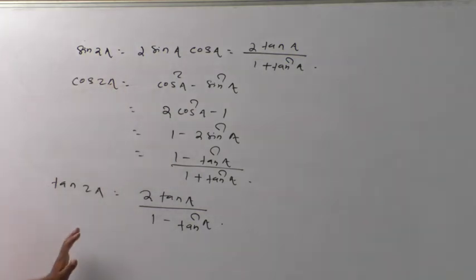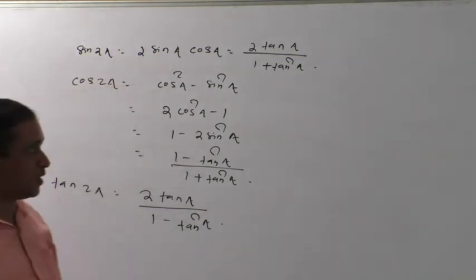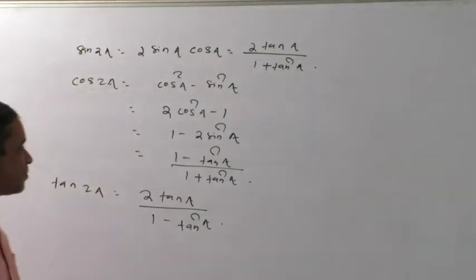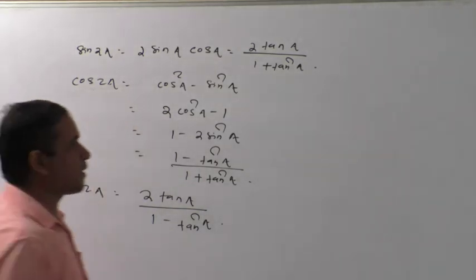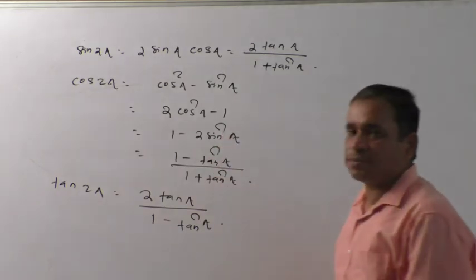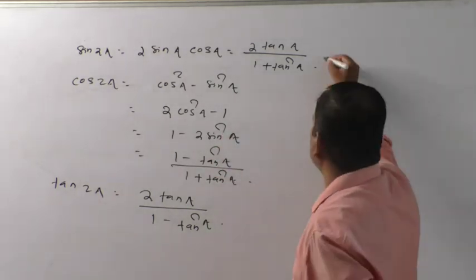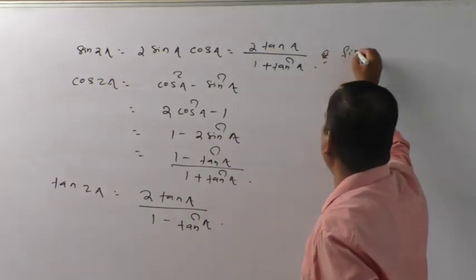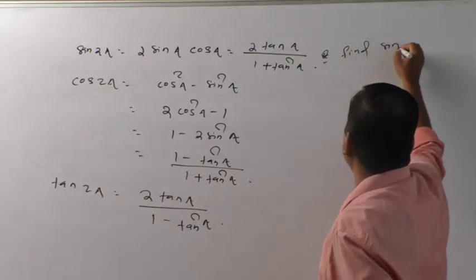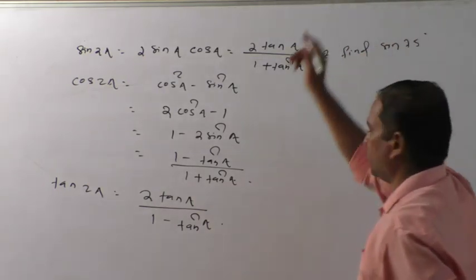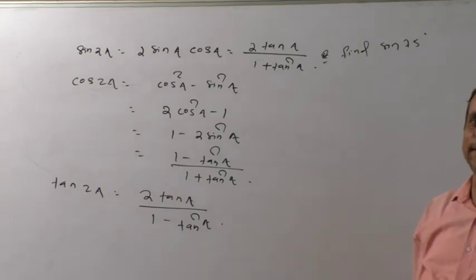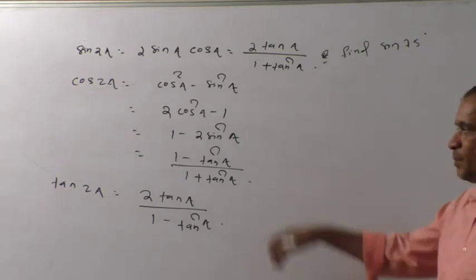Using these formulas, how to solve the sums? Let us solve a question. Write this. Now, using this formula, we can solve. Suppose a question is given: find sin 75. Find the value of sin 75. Has everybody written this?